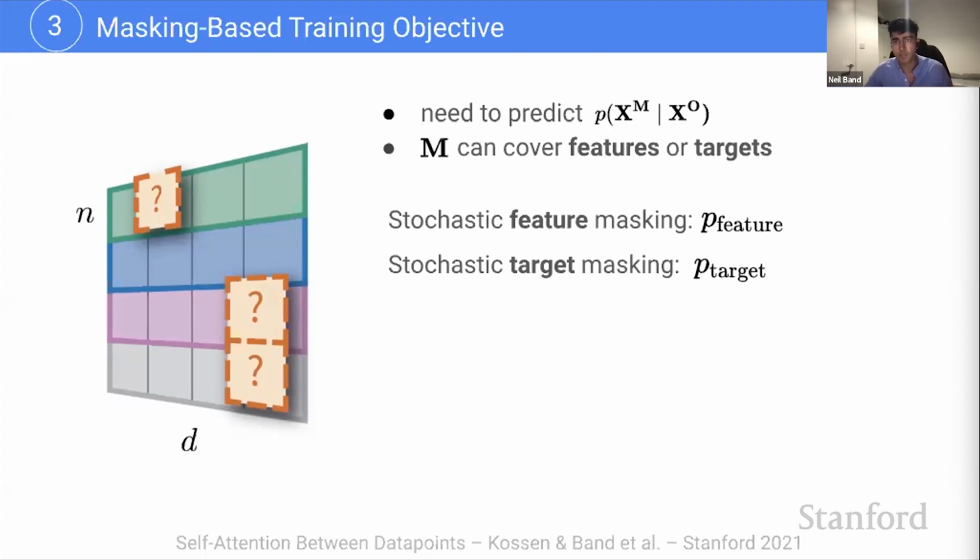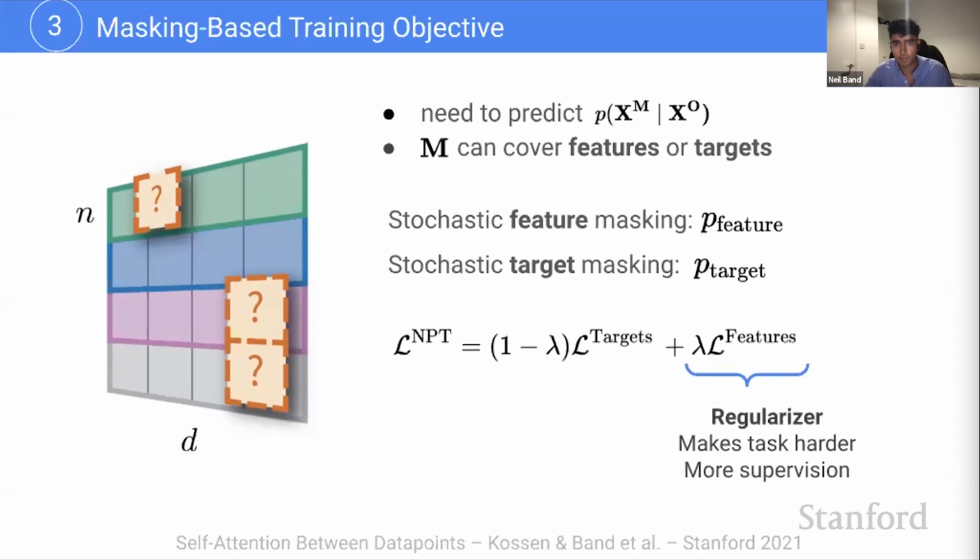And then we also do this masking of training targets with this probability p sub target. So if we write out the training objective, we are just taking a weighted sum of the negative log likelihood loss from targets as well as from features. And of course, at test time, we're only going to mask and compute a loss over the targets of test points.